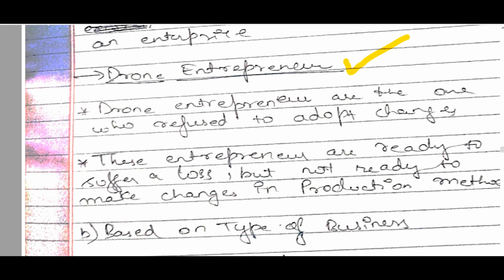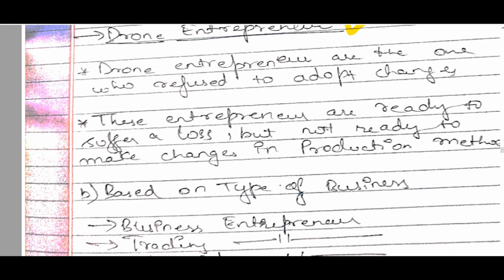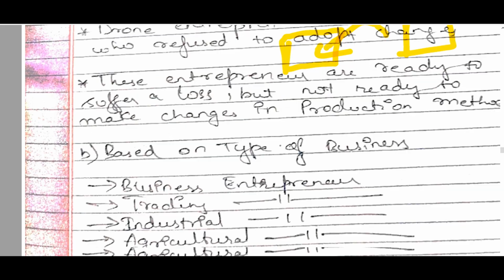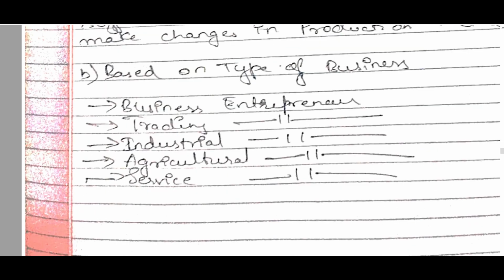Drone entrepreneurs are the ones who refuse to adopt changes. These entrepreneurs are ready to suffer a loss but not ready to make changes in the production method, like Tata Docomo. Tata Docomo refused to adopt changes. They were ready to suffer loss but not to change their production method.